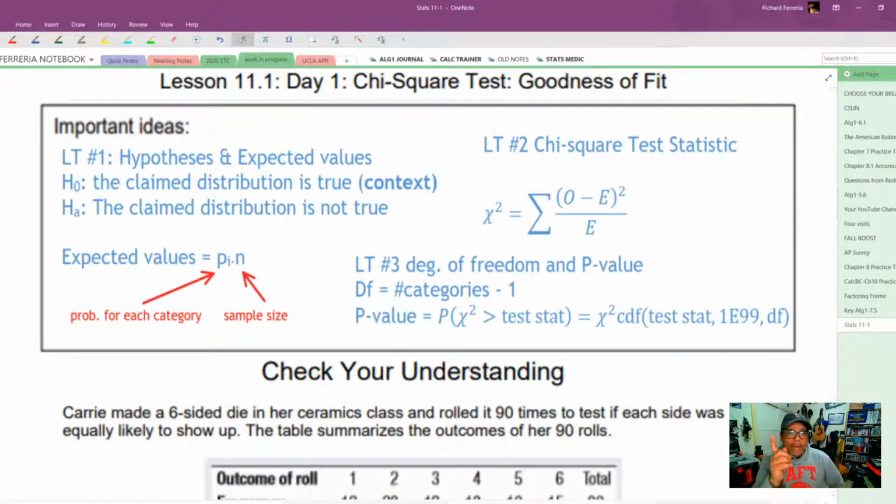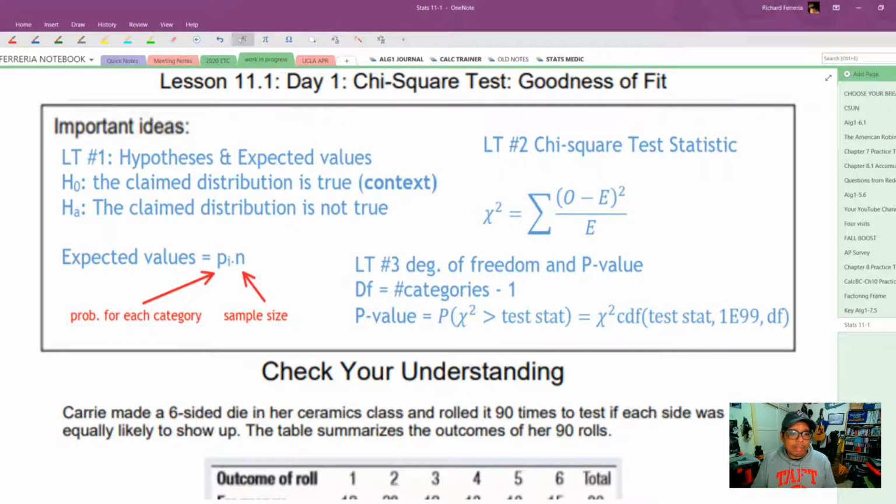Now, to calculate a p-value, you're going to need a degree of freedom because the curve that we're going to be using here, called the chi-squared curve, is multidimensional, just like our t-distribution. So we're going to have to figure out a degree of freedom. The degree of freedom is the number of categories minus 1.